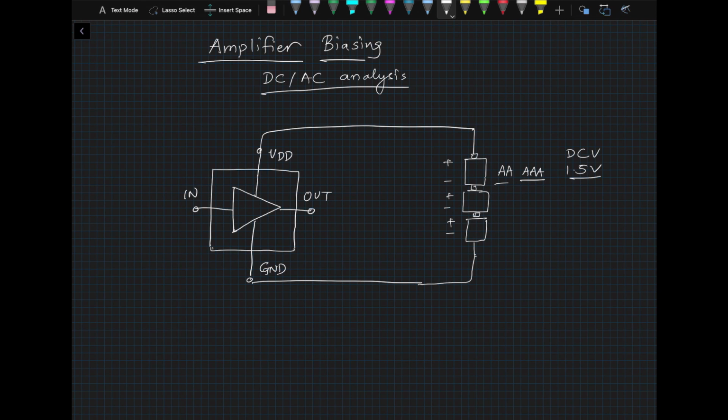Now, at the input, we would use maybe a microphone. Let's draw the microphone like this, something like this. And the second terminal is connected to ground. And on the other side, we have a speaker. So the speaker generally has a coil, some kind of coil, and then we will connect it to ground. Okay, and I'll explain how this works. All right, so this is the way the speaker looks like.